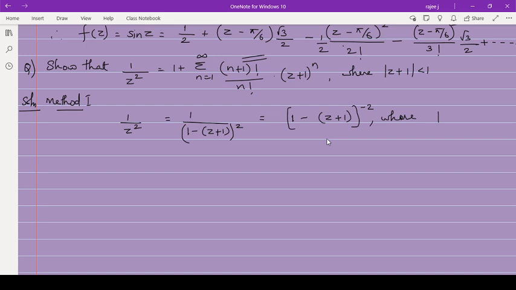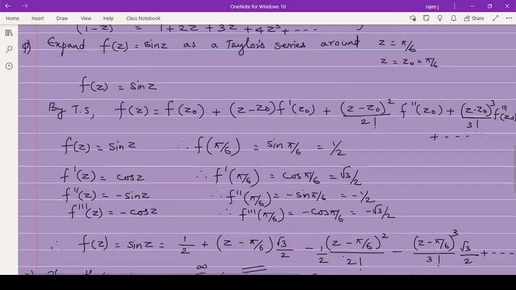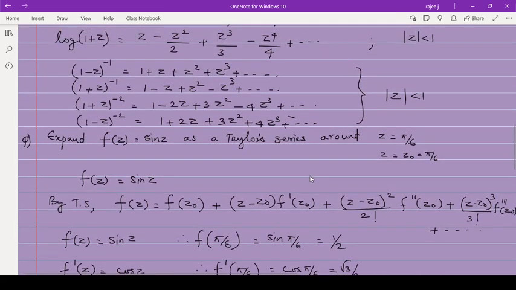Where this mod of z plus 1 is less than 1. This term is less than 1. So you can use power series here. 1 minus z the whole raised to minus 2. Which formula here? See this one, the last one, fourth one, 1 minus z raised to minus 2. That formula you can use here.